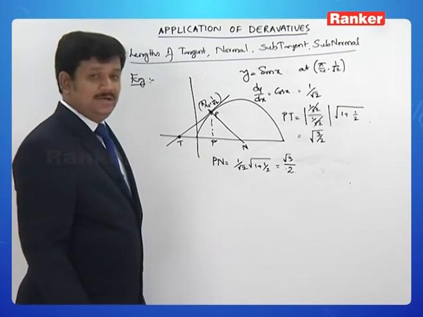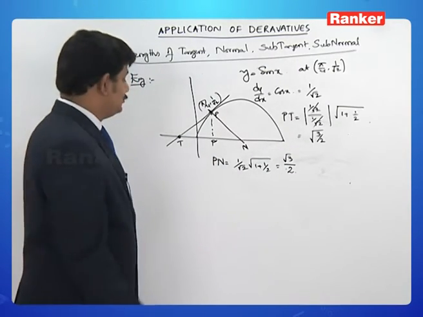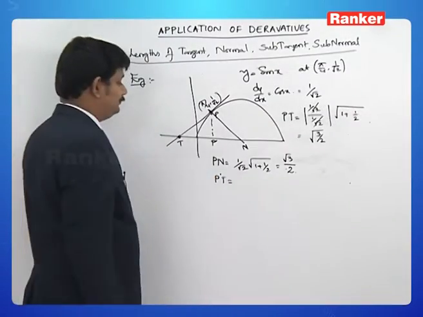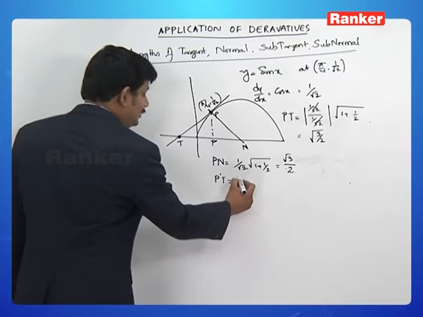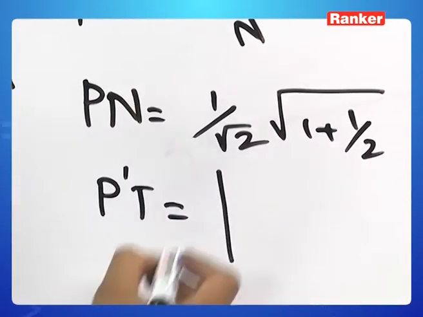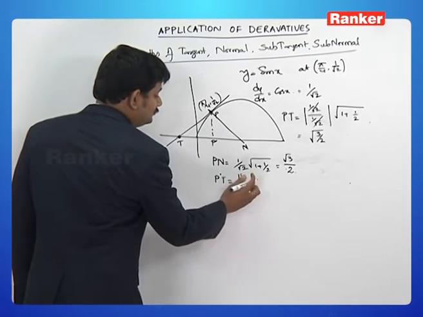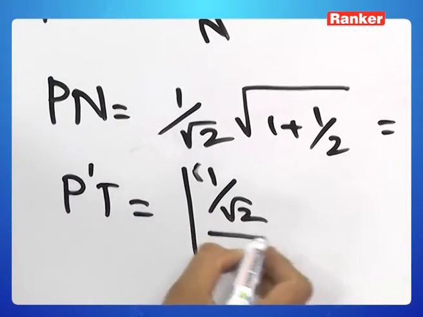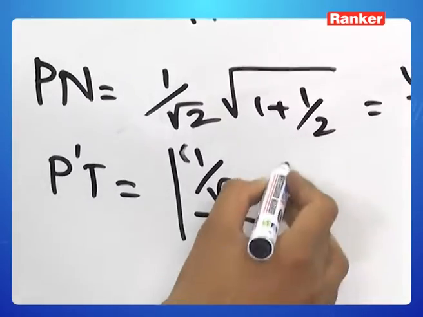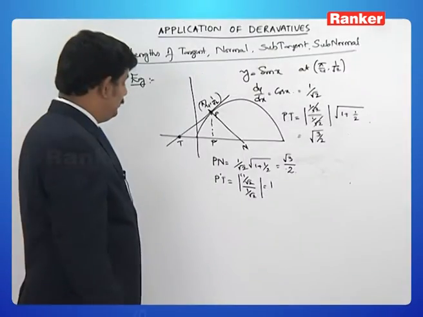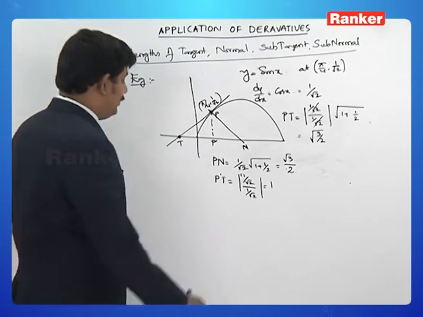So length of the normal, it is root 3 by 2. Length of the subtangent P dash T, it is given by modulus of y1 by m. y1 is 1 by root 2 and m is 1 by root 2. So, modulus of y1 by m, it is 1. P dash T is equal to 1.